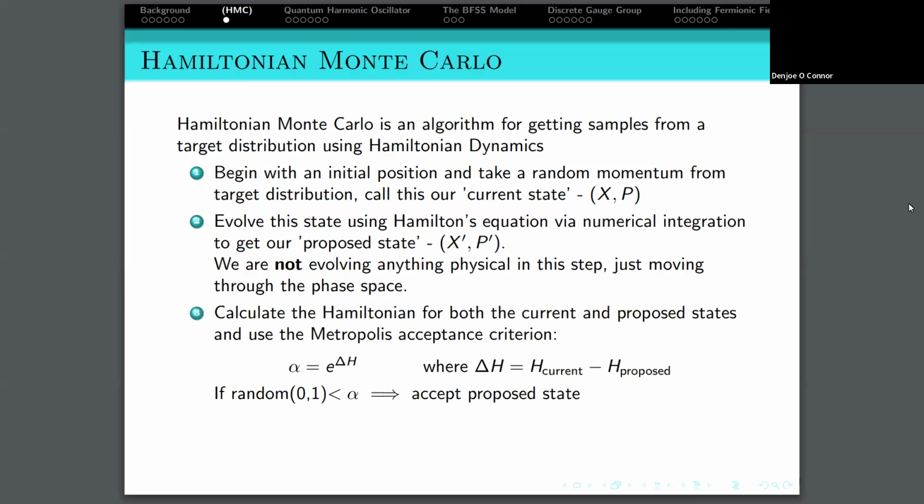Once we've done that, we can get the Hamiltonian of both the current and proposed state, and we can use the Metropolis acceptance criterion to decide whether we want to keep the current state or accept the proposed one. So what we do is calculate alpha, which is just exponentiating the difference between the current Hamiltonian and the proposed Hamiltonian. You can effectively treat alpha as the probability of acceptance. So if alpha is equal to or greater than 1, we accept the proposed state. If it's less than 1, say 0.7, then there's a 70% chance that we accept it.